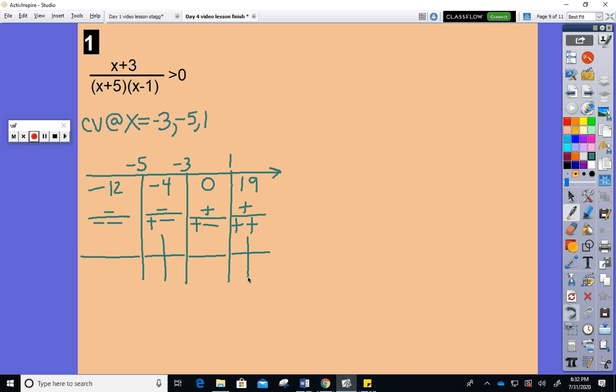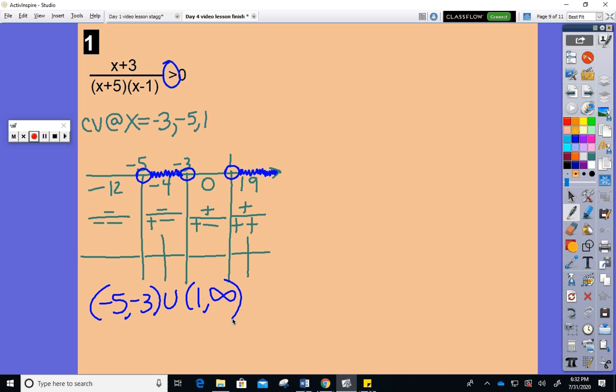Now, this problem would be tricky if it was greater than or equal to. But if it's just greater than, it's all open circles and there's nothing else to worry about. We have to be careful if it's greater than or equal to, or less than or equal to. But if it's just greater than or just less than, just put a bunch of open circles and life is good. Greater than means positive. So I'm going to put my positive, quickly write that interval solution, and I am bound for my second problem.